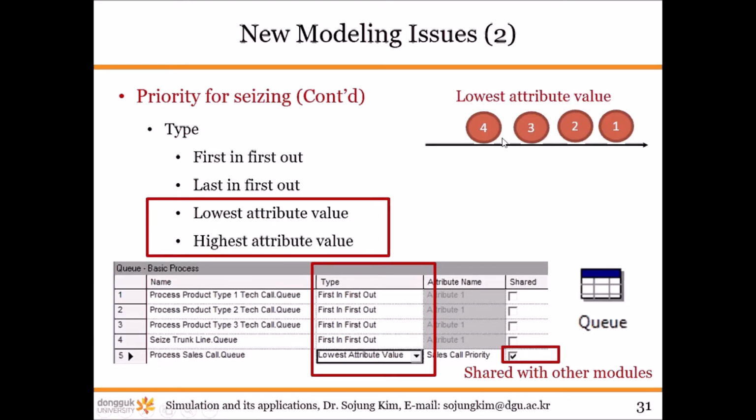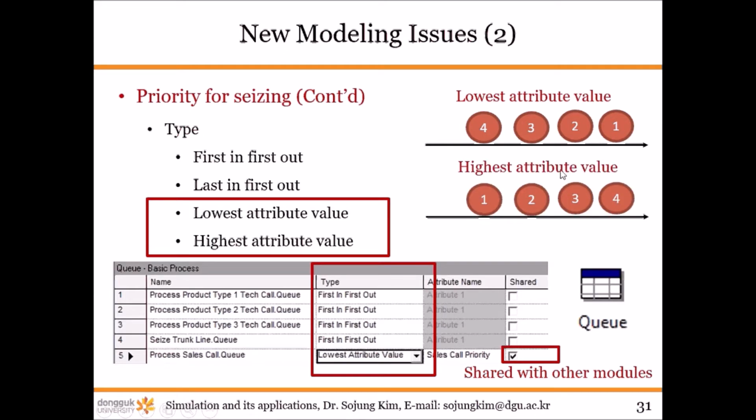And lowest attribute value means, let's say the attribute has four values and the entities have certain attribute values, such as 4, 3, 2, 1. With the lowest attribute value, the lowest value has the highest priority. However, with the other option, the highest value will have the highest priority. Okay.